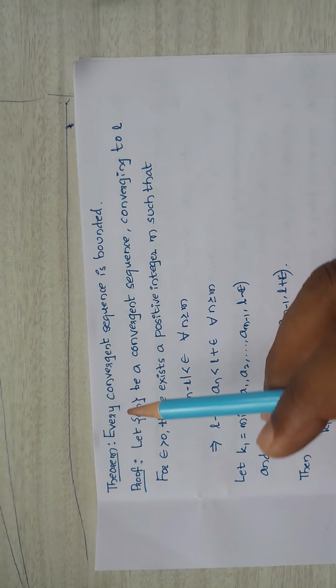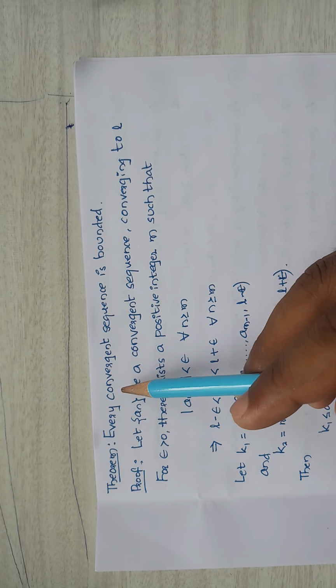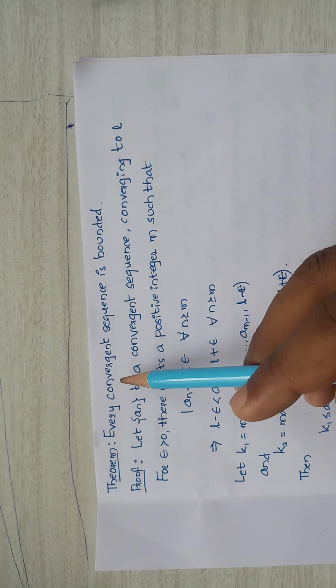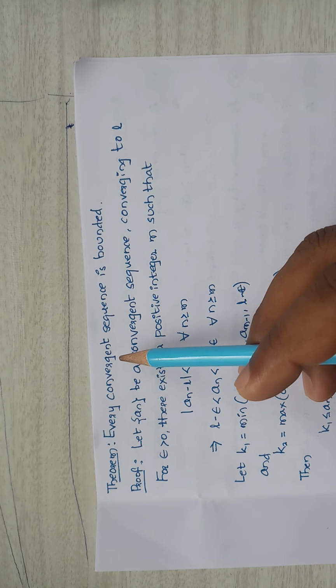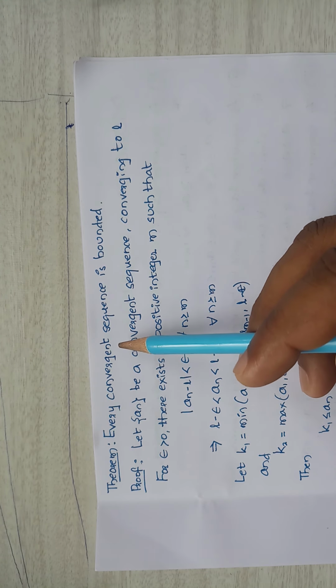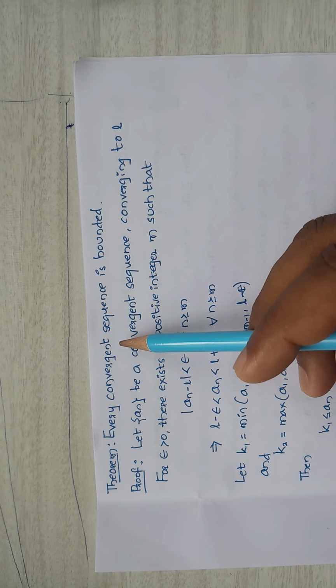So, in this class, let me discuss a theorem based on convergent sequence. So, what is the meaning of convergent sequence? A sequence a_n is said to converge to L if for each epsilon greater than 0 there exists a positive integer m such that modulus of a_n minus L is less than epsilon for all n greater than or equal to m.